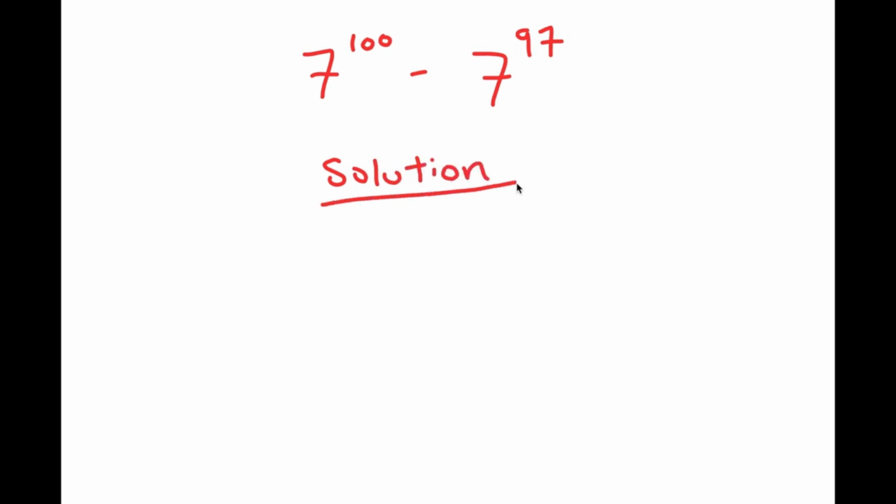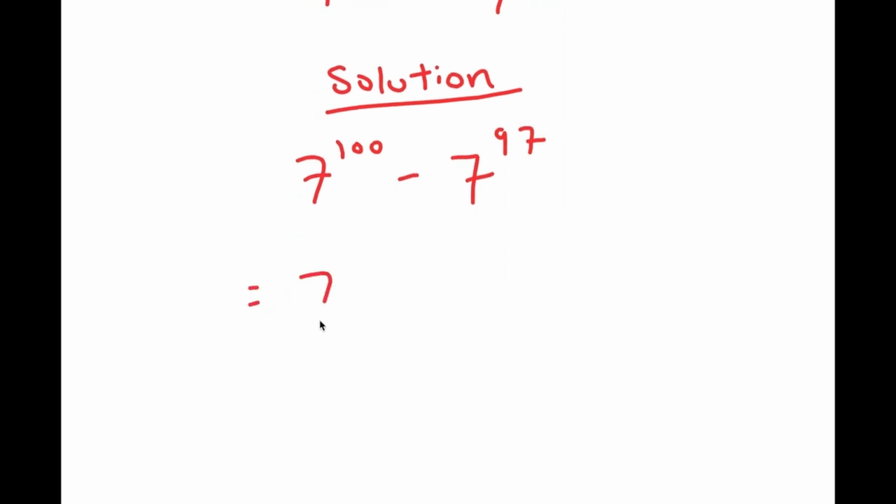Alright, so in this video, I'm going to be solving the problem 7 to the power of 100 minus 7 to the power of 97. So, for my solution, I'm going to rewrite my problem right here. And the first thing I'm going to do is rewrite 100 as 97 plus 3. So I get 7 to the power of 97 plus 3 minus 7 to the power of 97.